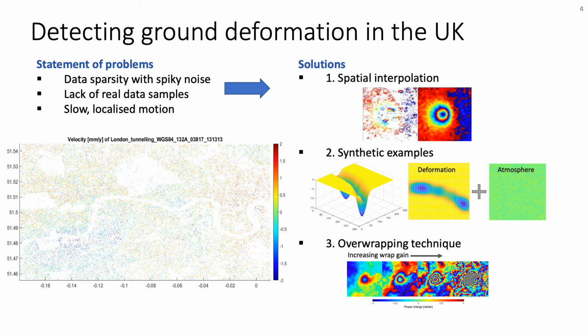So we tackle these problems with three proposed techniques: spatial interpolation to deal with sparsity, using synthetic data for training, and applying an overlapping technique to detect slow motion.